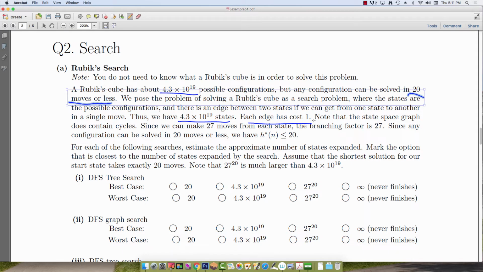And it does contain cycles, and intuitively this should make sense because if we turn the cube like 4 times, it comes back to itself. And we can make 27 moves from each state, so the branching factor is 27. And since each configuration can be solved in 20 moves or less, the heuristic that is optimal is going to be less than or equal to 20, because if it's more than 20, it's inadmissible, because that would be an overestimate of the number of steps it takes to solve the cube.